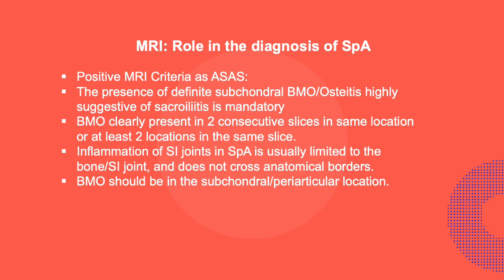How do we diagnose sacroiliitis on MRI? It requires a positive MRI criteria as per ASAS, according to which the presence of definite subchondral bone marrow edema, highly suggestive of sacroiliitis, is mandatory. A single bone marrow edema clearly present in 2 consecutive slices in the same location, or at least 2 BMO lesions in the same slice is required. BMO should be in the subchondral and periarticular location.